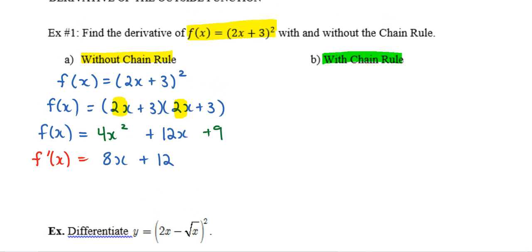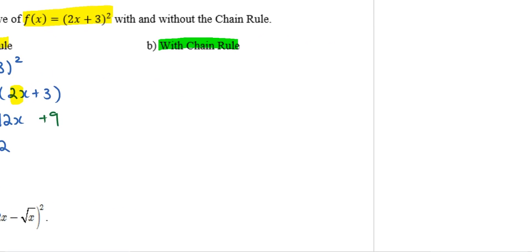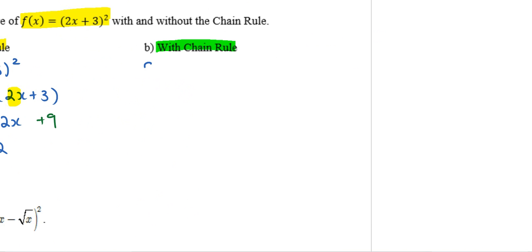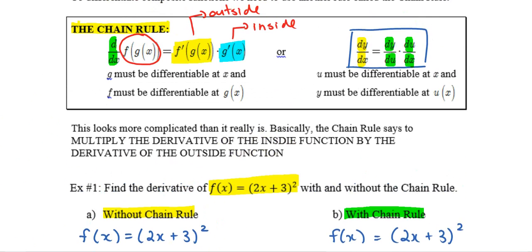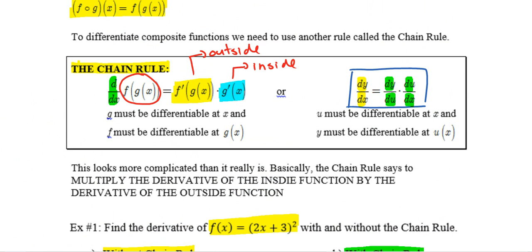Okay, so what I'm going to do next here is find the derivative of f of x equals 2x plus 3 all squared by using the chain rule. Now, what does the chain rule state? It pretty much states that you want to take the derivative of your outside function and you want to times it by the derivative of the inside function.